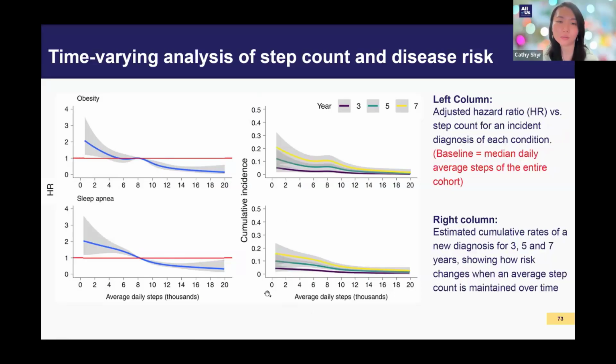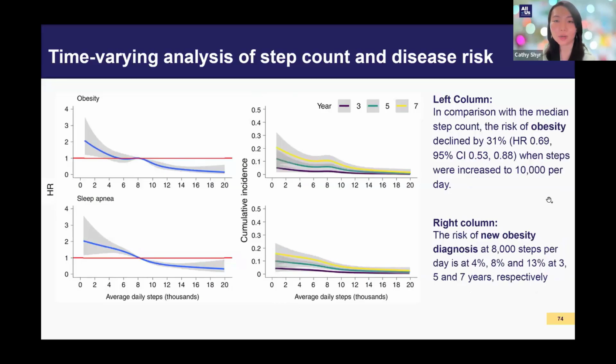Now, moving over to the right-hand column, we're looking at the cumulative incidence on the y-axis versus, again, the average daily steps on the x-axis. The authors stratified the analysis by looking at the cumulative rates of a new diagnosis for 3, 5, and 7 years. This tells us how the risk changes when an average step count is maintained over time. To get a better idea, let's look at a specific data point, 8,000 steps per day. This tells us that the risk of a new obesity diagnosis at 8,000 steps per day is 4%, 8%, and 13% at years 3, 5, and 7, respectively.